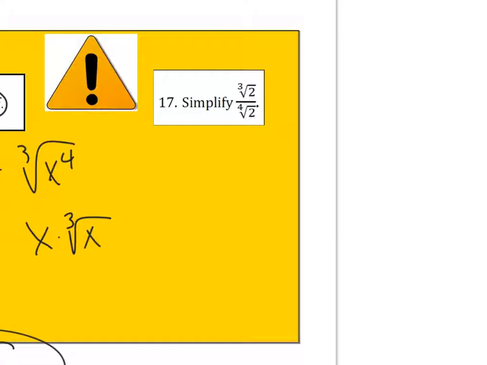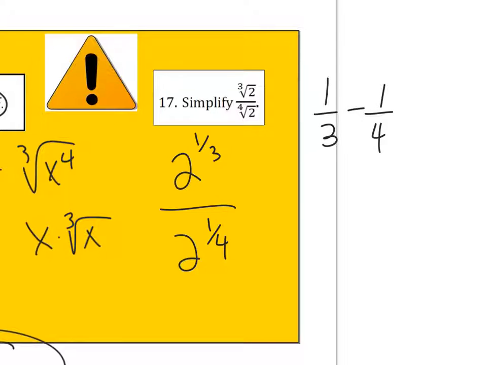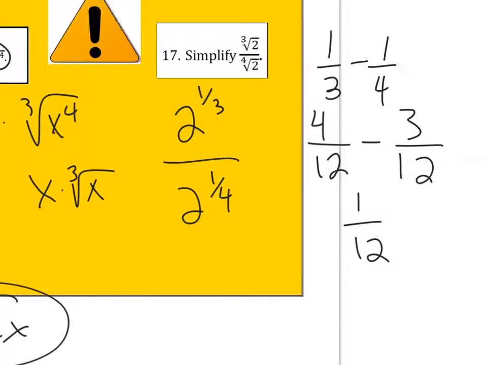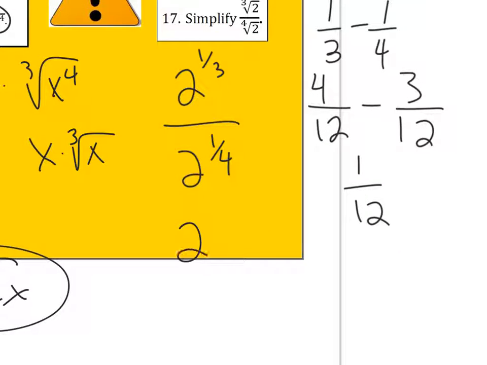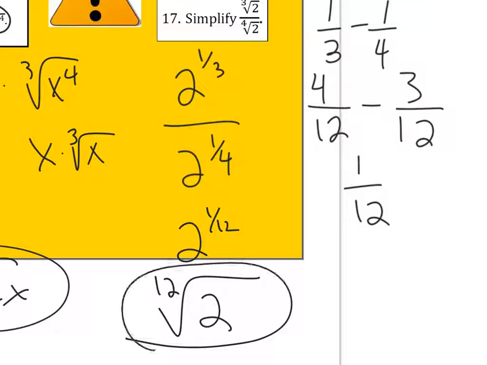For this one, so let's see, if I have this, that's going to be 2 to the 1/3 over 2 to the 1/4. So I need to subtract those, which I cannot do in its current state, so I need to maneuver some things around. So that becomes 12. So that becomes 4/12 minus 3/12. So this becomes 2 to the 1/12, which is basically saying the 12th root of 2. There's my answer.